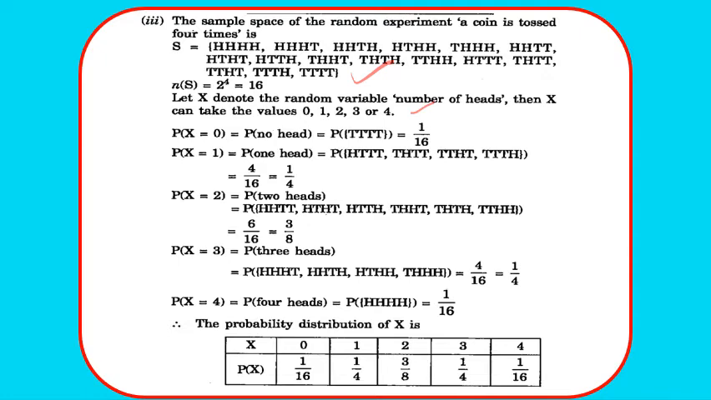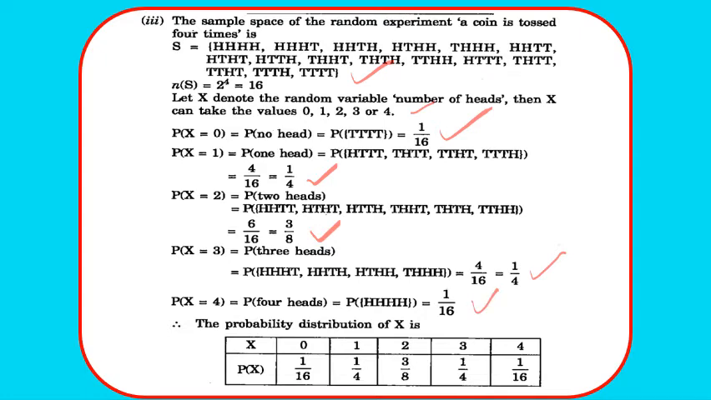So probability of X equals 0, that is no head, is 1 upon 16. Probability of X equals 1, that is 1 head, is 4 upon 16, that is 1 upon 4. Probability of X equals 2, that is 2 heads, is 6 upon 16, that is 3 upon 8. Probability of X equals 3, that is 3 heads, is 4 upon 16, that is 1 upon 4. And probability of X equals 4, that is 4 heads, is 1 upon 16.